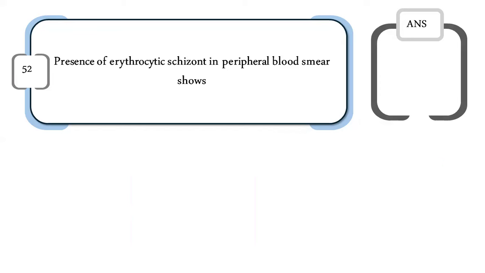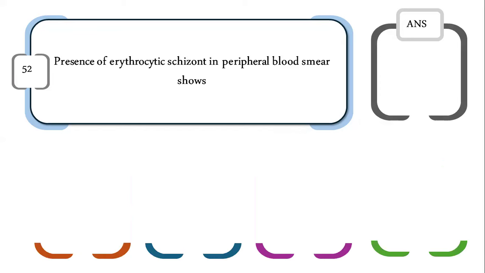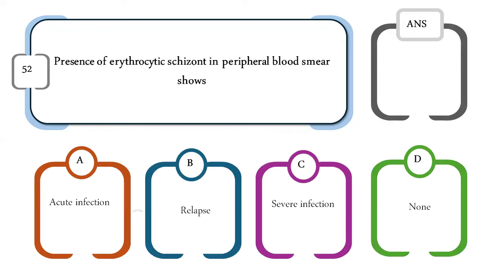Next question, presence of erythrocytic schizont in peripheral blood smear shows. Option A, acute infection. Option B, relapse. Option C, severe infection. Option D, none of the above. Here the right answer is option C, severe infection. So presence of erythrocytic schizont in peripheral blood smear shows severe infection.